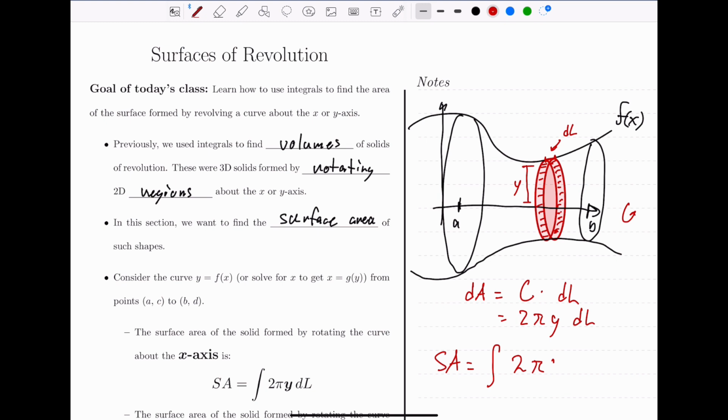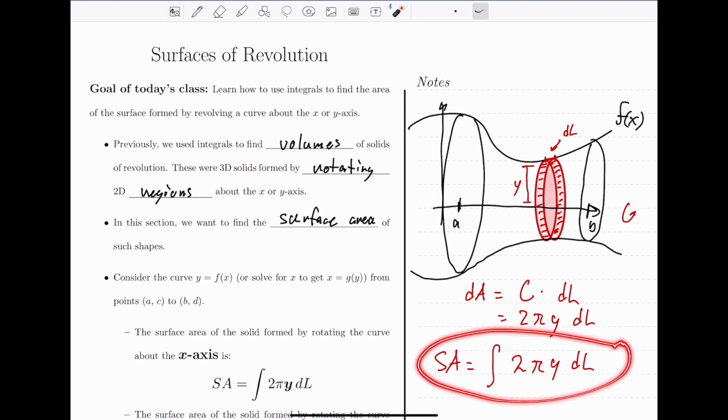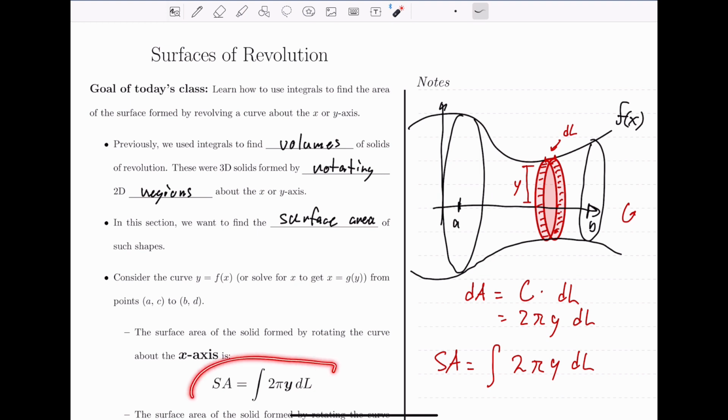So we integrate 2 pi y dl. This ultimately will be a definite integral, and similar to arc length, we could integrate with respect to x or y. So we'll leave off the limits here because we don't know if there'll be x limits or y limits. But this expression is a general form for the surface area of the entire three-dimensional surface. So here we have the expression for the surface area of this graph rotated around the x-axis.